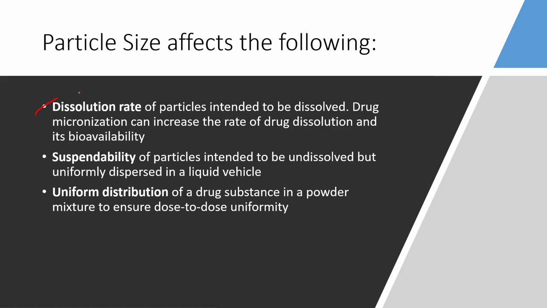Next is uniform distribution in a mixture to ensure dose-to-dose uniformity. If you have different or irregularly sized particles, some parts of your mixture might have all diluent, and some parts of your mixture might contain all of your active ingredient. So this leads to improper dosing.